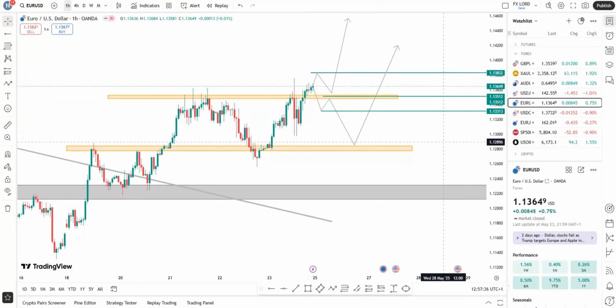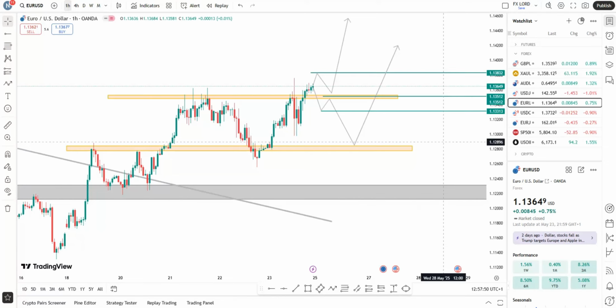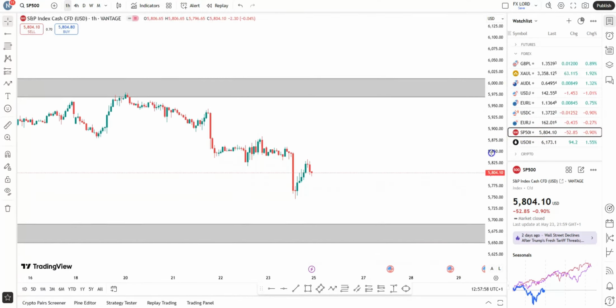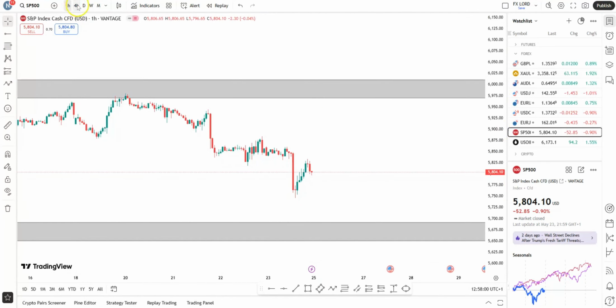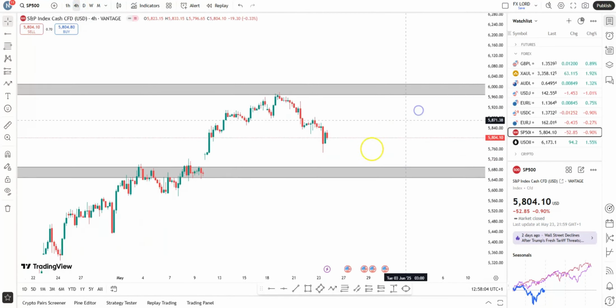And our next pair we're going to be looking at is the S&P 500. We haven't looked at the S&P 500 in a long time, so we are going to be looking at it together to see what is going on, right? It is one of the indices I love to trade so much, and we haven't looked at it in a long time. So let's look at it together on a 4 hour time frame. Some juicy stuff is happening.